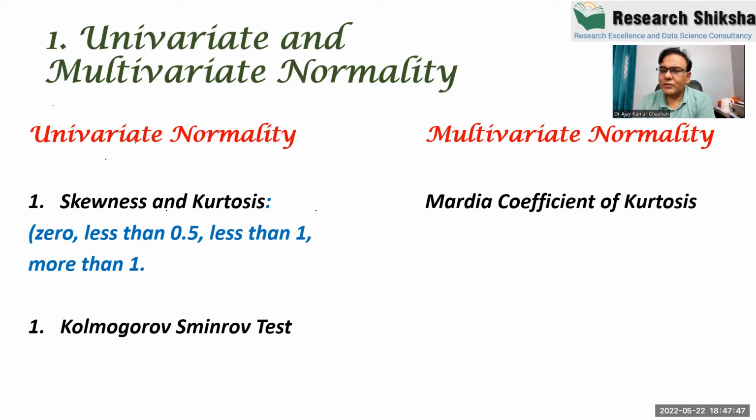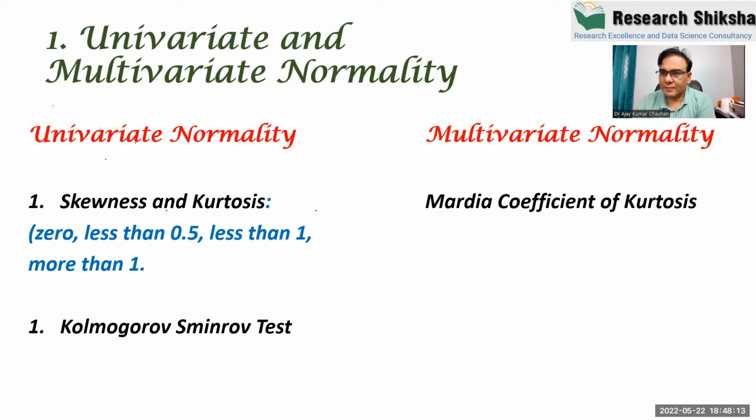So Mardia coefficient of kurtosis should be less than 50. If you have 30 items in the measurement scale, the Mardia coefficient of kurtosis should be less than 30. So these conditions we should have in our mind to fulfill. If you have normality in the data set, I am telling you that you will not face many problems.